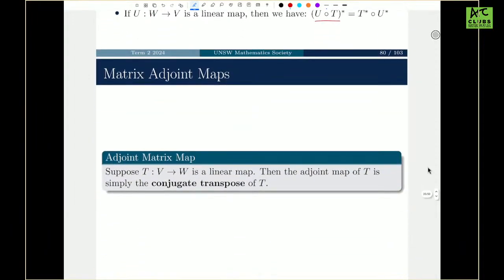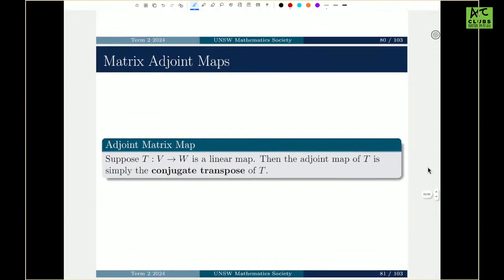So yeah, adjoint matrix maps, these are the nice ones, these are the fun ones. If you have a linear map from V to W, then the adjoint map of T is just the conjugate transpose of T. So you might have to do a question that requires you to quickly calculate an adjoint of a matrix, and you just conjugate it, transpose it, and you're done.